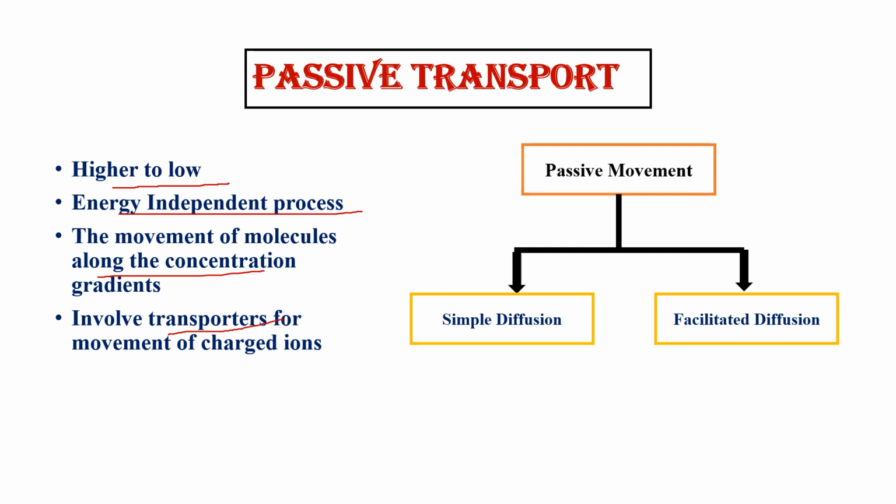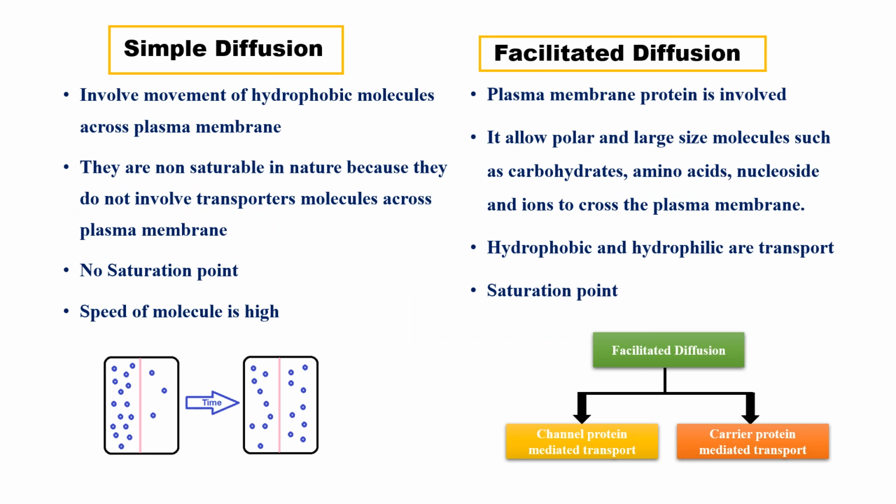In this process, transporters are involved for the charged ion. Passive transport is of two types: simple diffusion and facilitated diffusion. Simple diffusion involves the movement of hydrophobic molecules across the plasma membrane, and it is non-saturable in nature because no transporter is involved. As there is no transporter, there is no saturation point in this process, and the speed of the molecule is high, as you can see in the diagram.